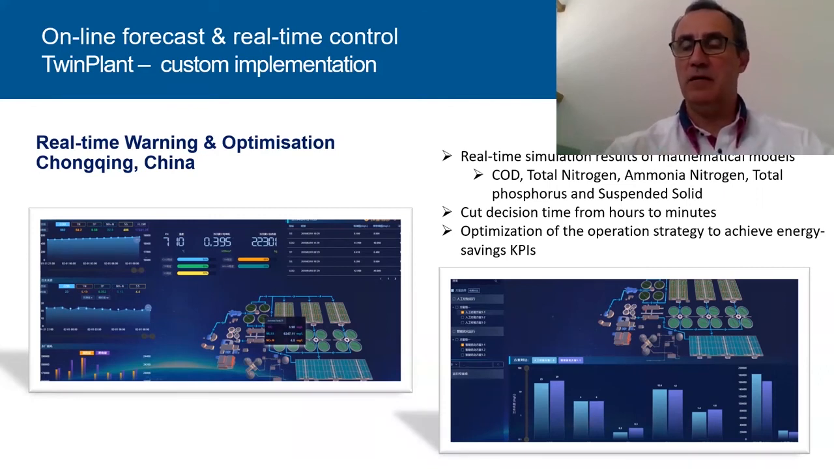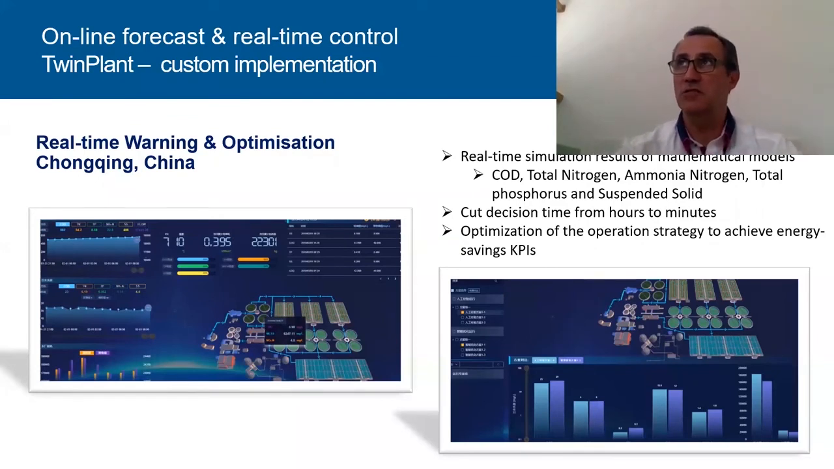And this kind of system can cut decision time from many hours to minutes, being online from different places, and optimize the strategy to achieve energy savings. So this is another example. What I would like to demonstrate here is that the user interface is very configurable. It could be done on demand, or the system could be integrated into well-known SCADA systems, or be on the Microsoft Azure platform, or our cloud platform, because we developed our own platform based on Microsoft Azure.